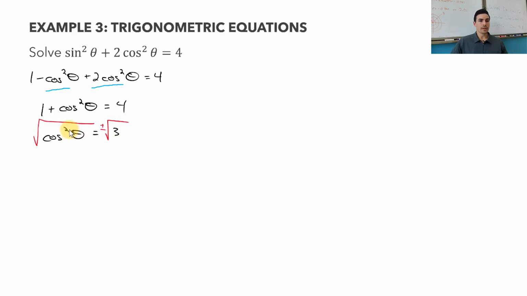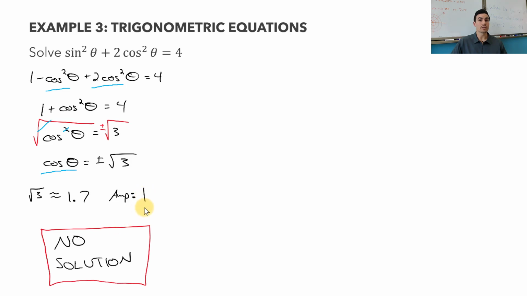Now let's take the square root of both sides because I'm trying to solve for cosine theta. Squared cancels with my square root, and I've got cosine theta is equal to plus or minus the square root of 3. Now let's think about this. The square root of 3 is approximately 1.7, right? Now the amplitude of cosine theta is just 1 though. So I'm never actually going to intersect the line y equals 1.7 because my maximum and minimum values end there at 1. Okay, so for this we would actually have no solution.